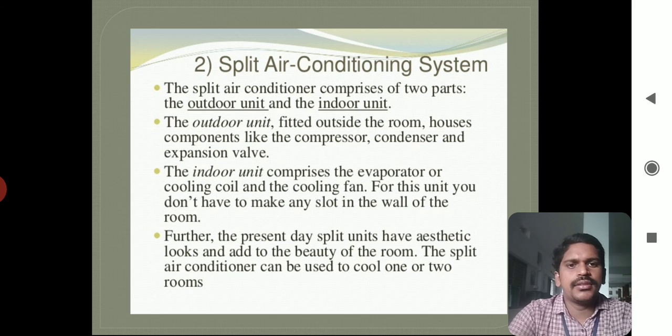In a split air conditioning system, we divide it into two units. First one is the indoor unit and the second one is the outdoor unit. The outdoor unit, fitted outside the room, houses components like the compressor, condenser and expansion valve. The indoor unit comprises the evaporator or cooling coil and the cooling fan. For this unit, you don't have to make any slot in the wall of the room.